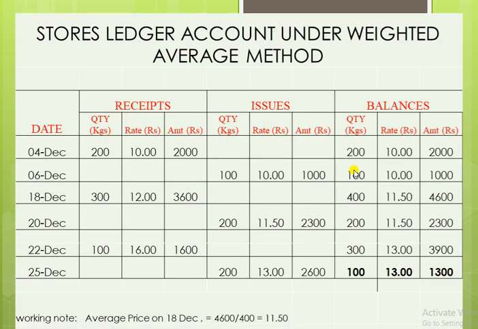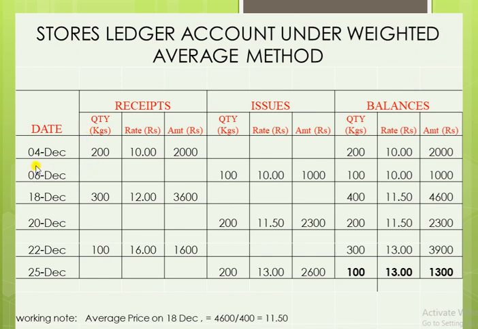And the next, under the weighted average method. So the next method is the stores ledger account under the weighted average method. It is very simple compared to the simple average method. Well, let me explain. The same format as we have already discussed in the previous problem: date, receipts, issues, balance, each with quantity, rate and amount. So three main columns have to be made, and under that, sub-columns for quantity, rate and amount.